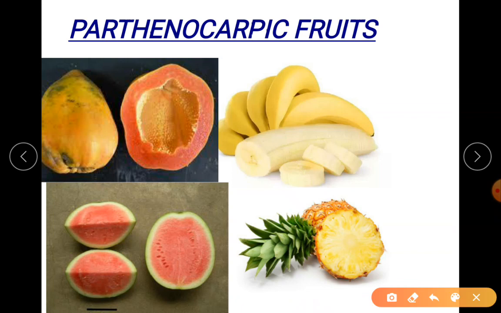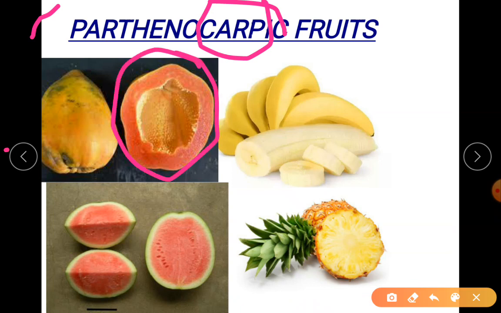So coming to your parthenocarpic fruits, which I said seedless fruits. Don't get confused with parthenogenic and parthenocarpic. So when I say carpic, we are talking about the wall layers. You remember your pericarp. Pericarp is your fruit wall. So fruit wall consists of your epicarp, mesocarp and endocarp. So you just observe here. You don't find seeds here, but your fruit wall, the pericarp, is edible.